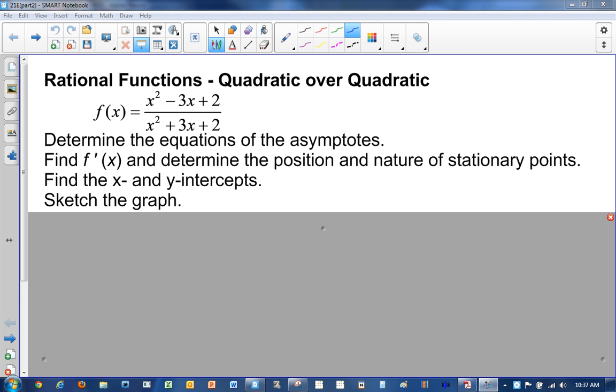All right, hopefully you've watched the first part of 21E. This is the second part where we're doing the same exercise, but we have a quadratic over a quadratic. The questions are the same, so we're going to go through the same process.